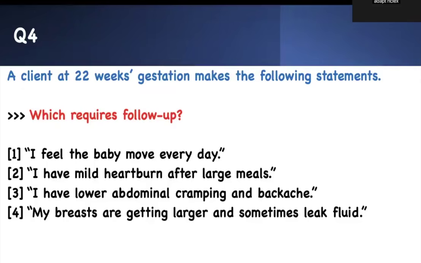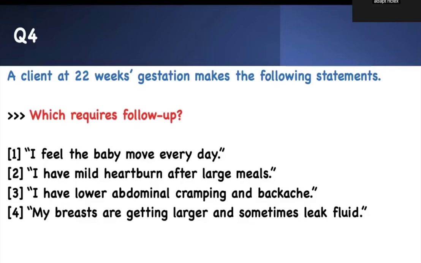Make the following statement. Which one requires follow-up? You have a bunch of them. 4 patients. They are all 22 weeks. What do you think? I feel the baby move every day. I have mild heartburn after a large meal. I have lower abdominal cramps and back pain. My breasts are getting larger and sometimes leak fluid. Pregnant lady, 22 weeks. Which of these complaints should make you worry?